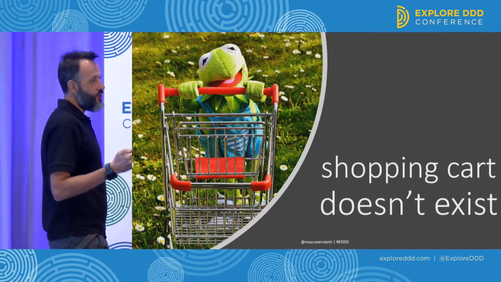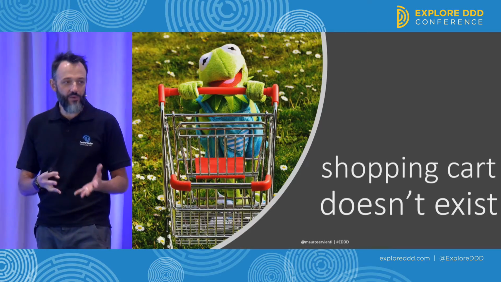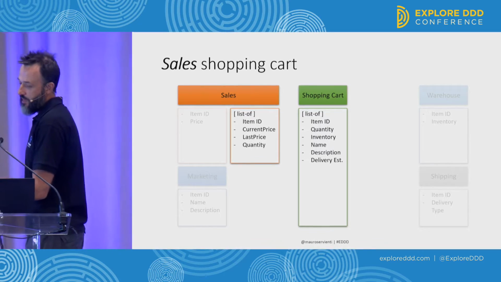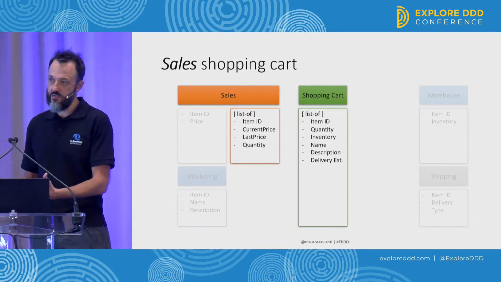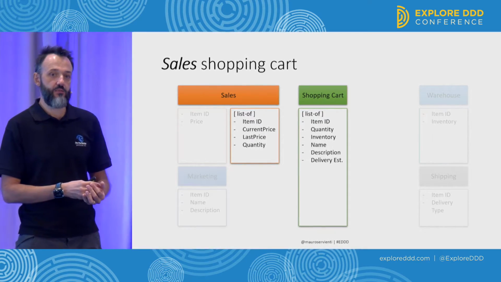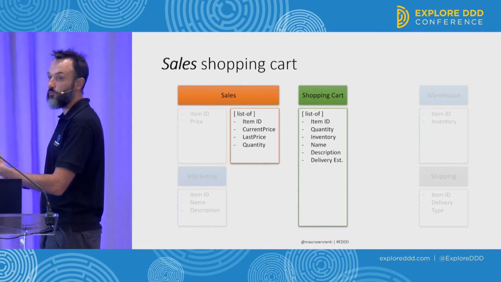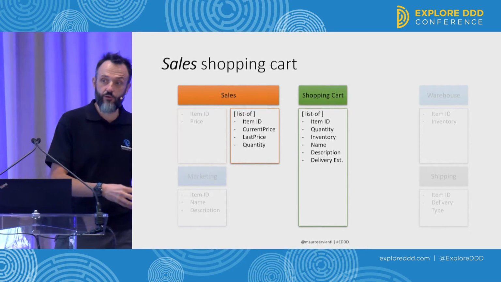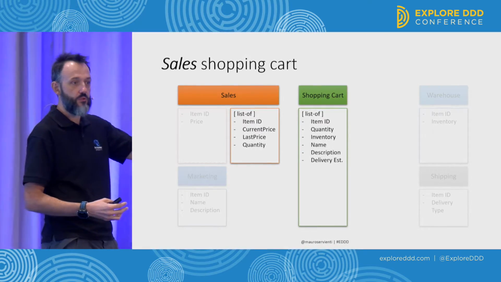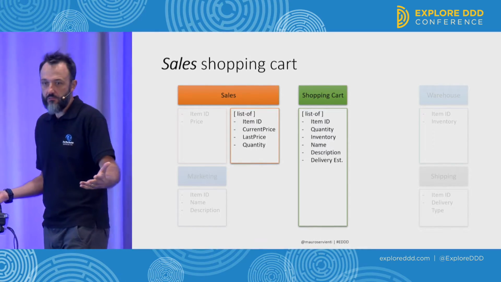Because every single context has its own view of the shopping cart concept. So we should be able to say that sales owns a subset of the shopping cart. So sales needs to say, the only thing I need to know is about prices and quantity, because I need to be able to tell someone, charge the credit card of the user by this amount. That's it. Shipping estimates are not really my business at all.